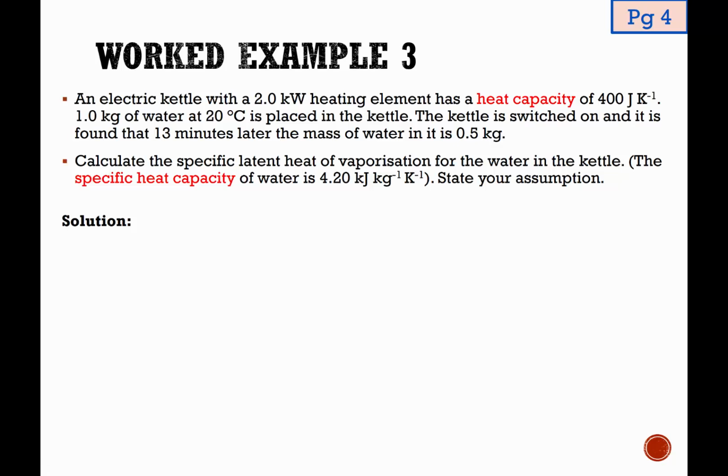In example 3 here, we have an electric kettle with a 2 kilowatt heating element. So basically this is telling me that there is a power source providing 2 kilowatts of energy per unit time. It also has a heat capacity of 400 joules per Kelvin. Something for you to take note of here, this is the gross heat capacity, it is not the specific heat capacity. So therefore, to find the energy required to raise the temperature per unit Kelvin, we do not actually need the mass of the kettle. We just need to multiply 400 with the amount of temperature change that has occurred, and then we can find the total energy required for it to do so.